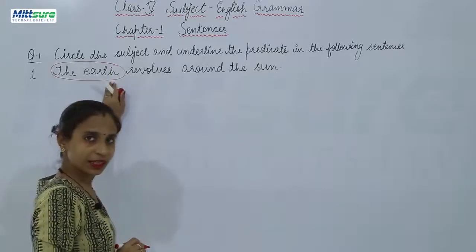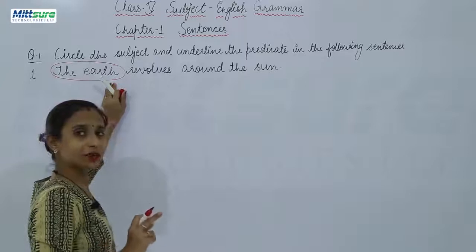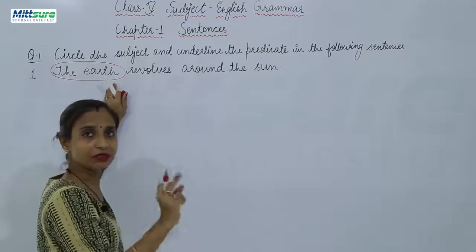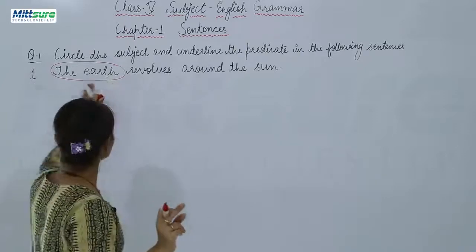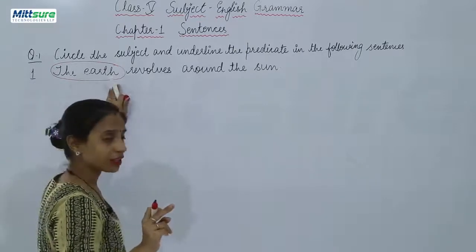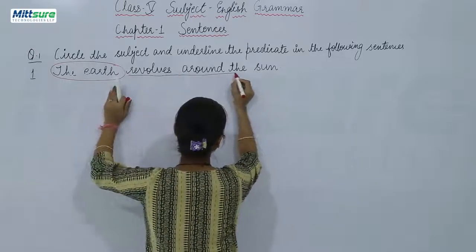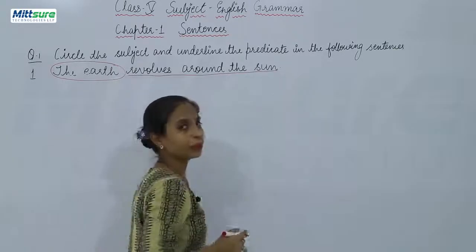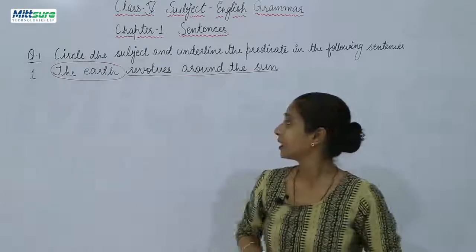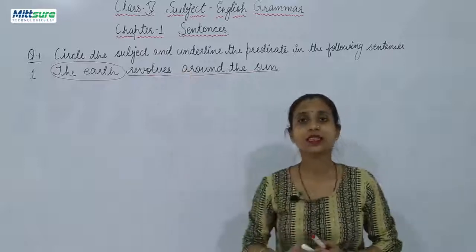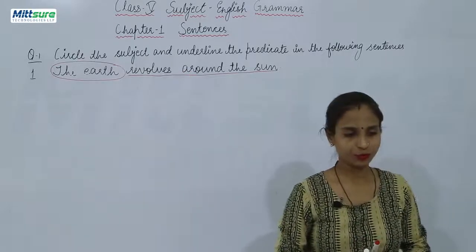I also told you once you make out the subject from the sentence, the rest part of the sentence will be the predicate. So, the earth is the subject and revolves around the sun will be the predicate. I hope this is clear to you all. Now, let's come to statement number 2.